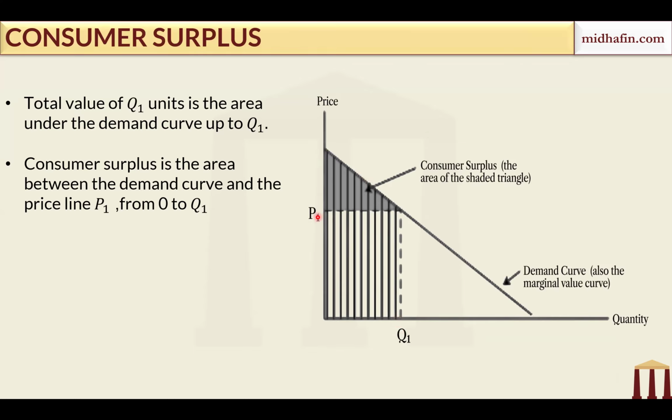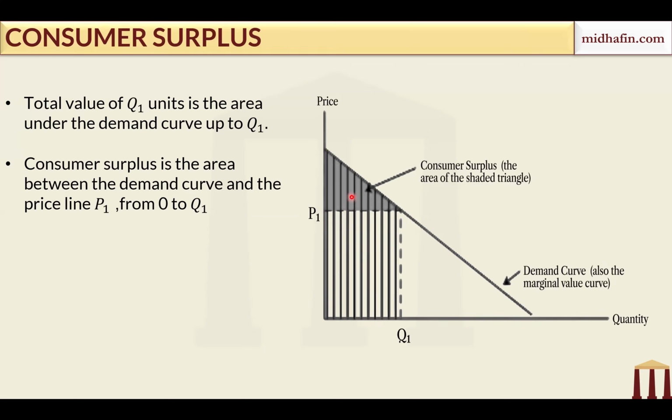No, for all the 10 units, the firm will charge P1 to the customer. So this difference between the total value and the total price that has been paid, because P1 times Q1 is the total price that the consumer has paid, and this is the total value. So this region now, the shaded rectangle, triangle, sorry, the shaded triangle.